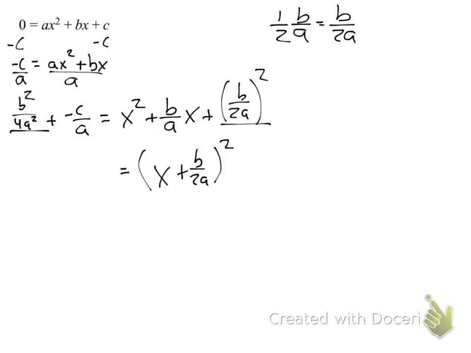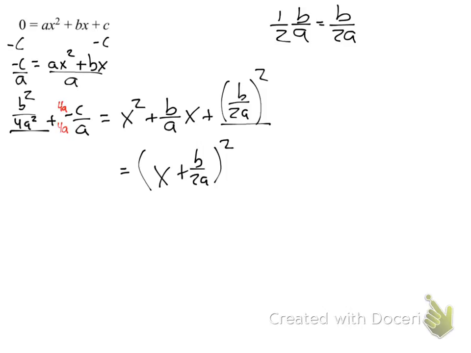Equals. Now we have to put those together. To put those two fractions together, they have to have a common denominator. What is the common denominator between 4a squared and a? 4a squared. So one of them's already a 4a squared, the other one's an a. How can I make a 4a squared? Multiply by 4a. What I do to the bottom, I need to do to the top.